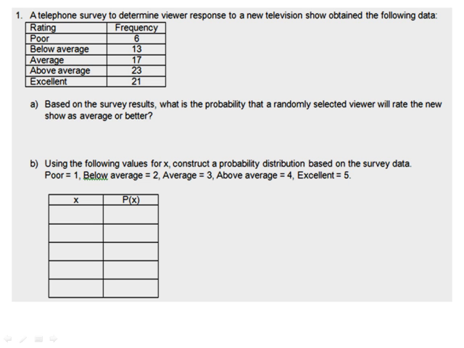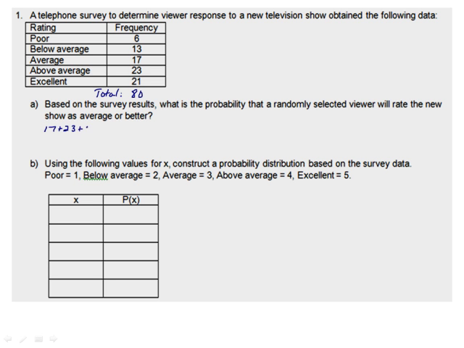Now we have results from a survey. And first we want to know the probability that a randomly selected viewer will rate the new show as average or better. One thing we'll need to know here is the total frequencies. And if you add these up, they add up to 80. So average or better would be average, above average, or excellent.